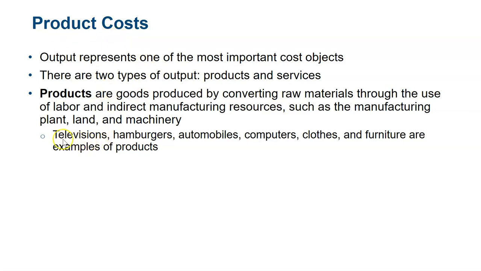So again, we've got some examples here that are very, very different. A television is very different from a hamburger. An automobile is very different from a hamburger. Clothes and furniture, not the same things, but these are all examples of products. So any cost that must be incurred to make that specific item is going to be a product cost.